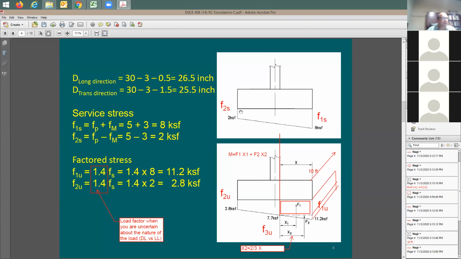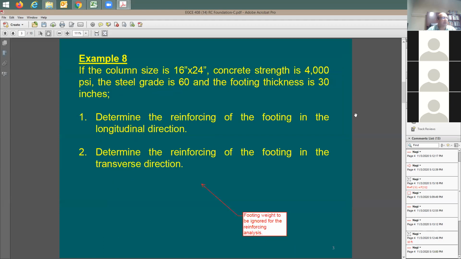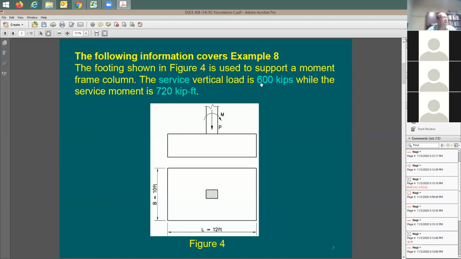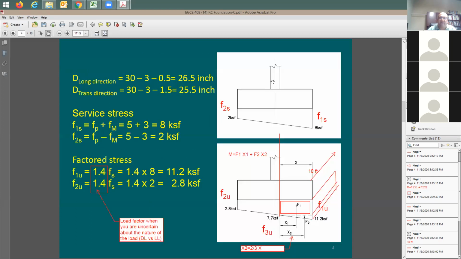Now, this pressure that I used here, as it was given in the problem, says that this force here is service. Now I need to put it as an ultimate. So if you need to do the size of the footing, you do it at service. If you need to do the moment or punching shear or one-way shear, you need to use the ultimate.